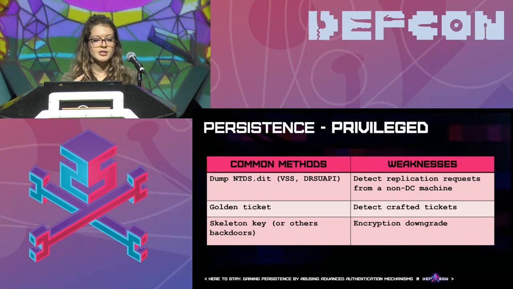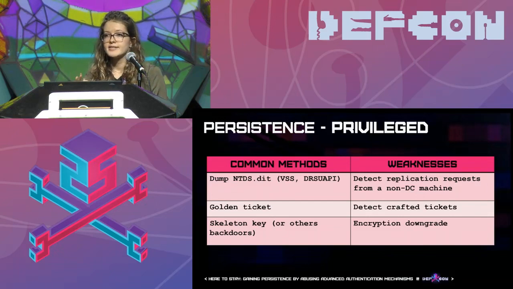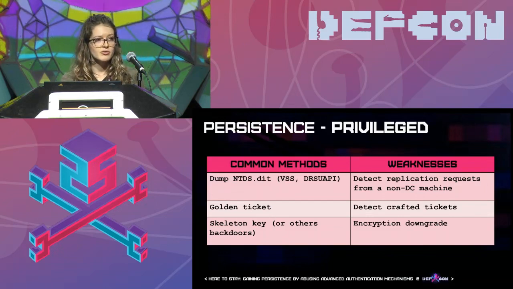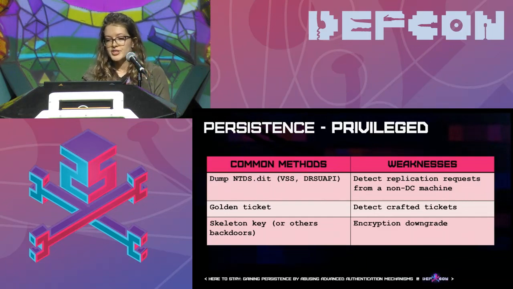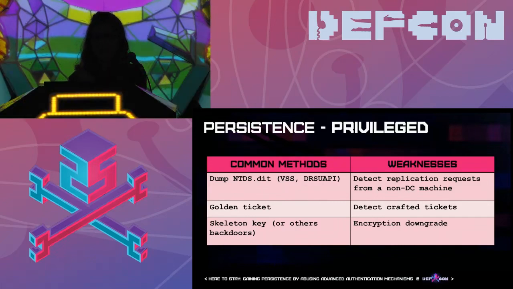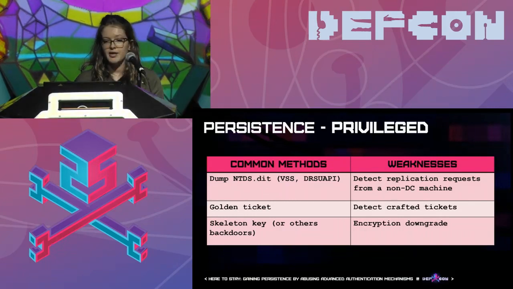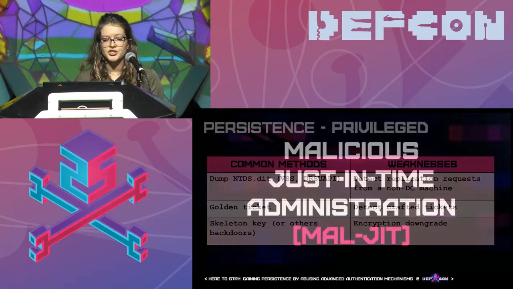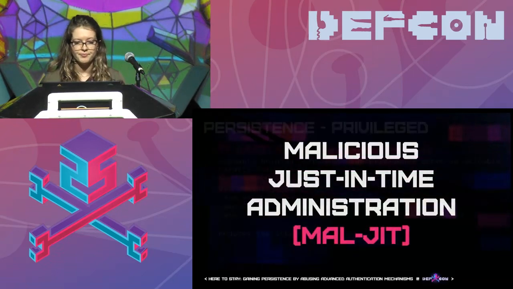Also, there are some ways to detect crafted tickets. And any backdoor that is left on the domain controller has its own signature. For example, the skeleton key can be detected by an encryption downgrade activity from the domain controller. So those are just some of the methods that attackers use today to gain persistence. And today we want to discuss a few different methods which all rely on the new concept that we want to introduce to you today, which is called malicious just-in-time administration.